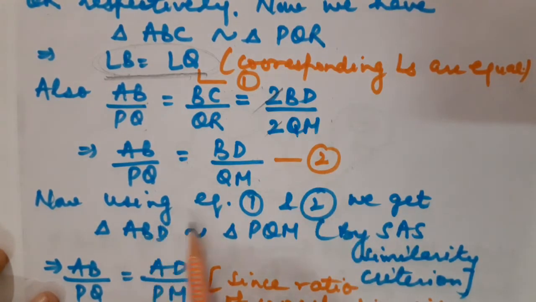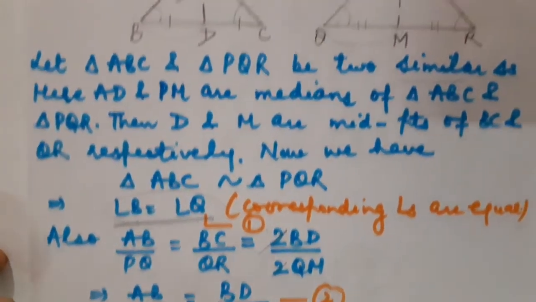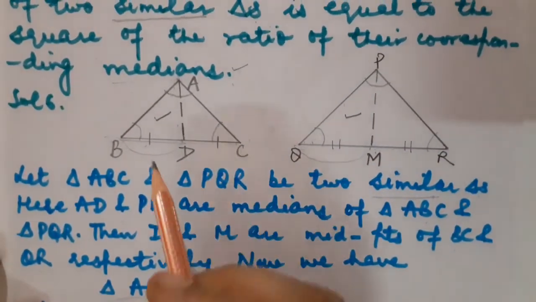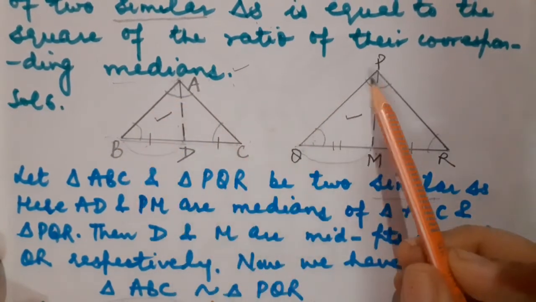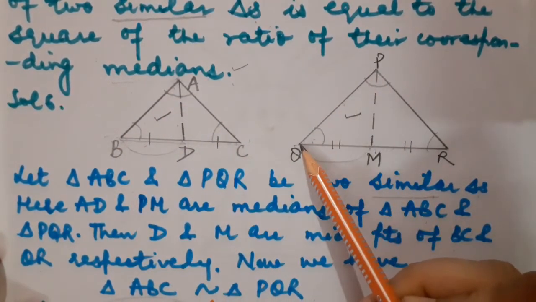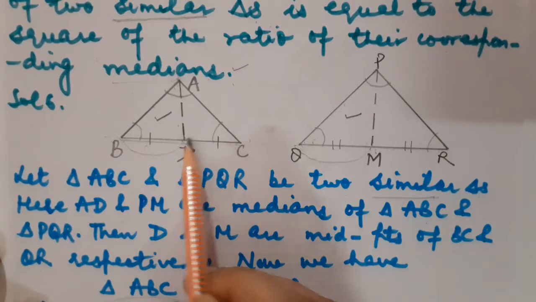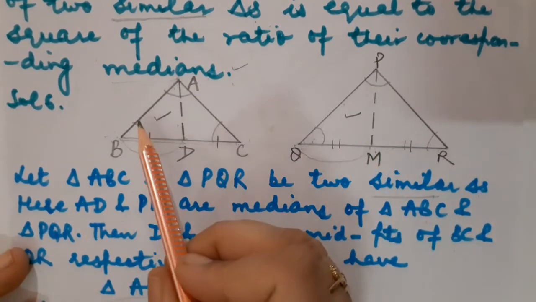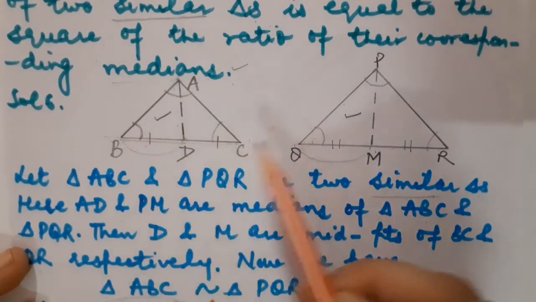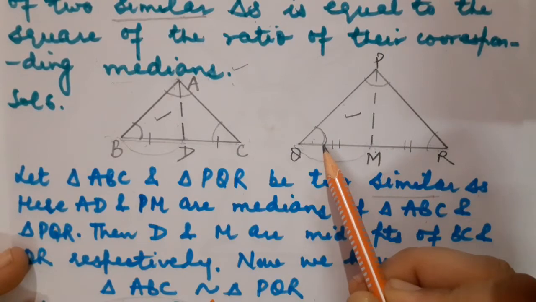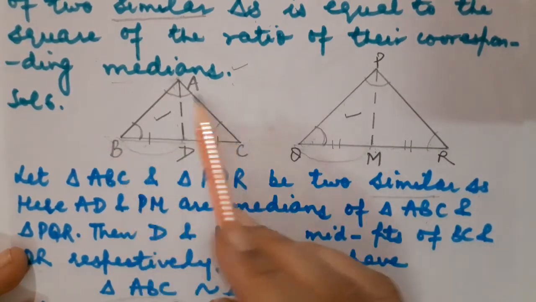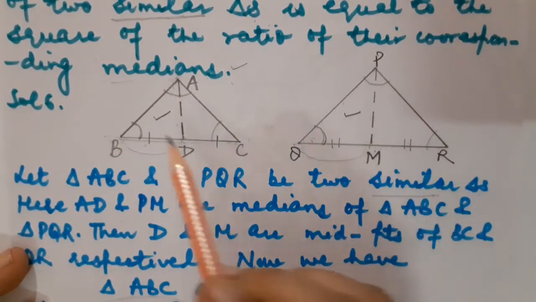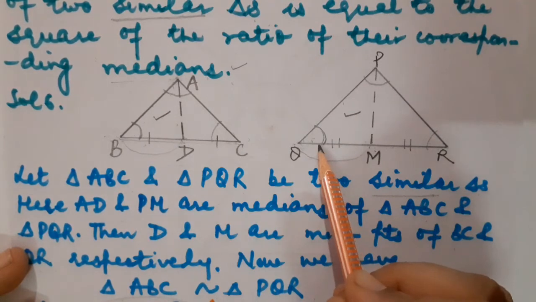Now, using equation number 1 and equation number 2, what do we get? Just have a look. I have got AB upon PQ is equal to BD upon QM. This is equation number 2. And according to equation number 1, I know that angle B is equal to angle Q. Why? Because both the triangles are similar to each other, so their corresponding angles will also be equal.